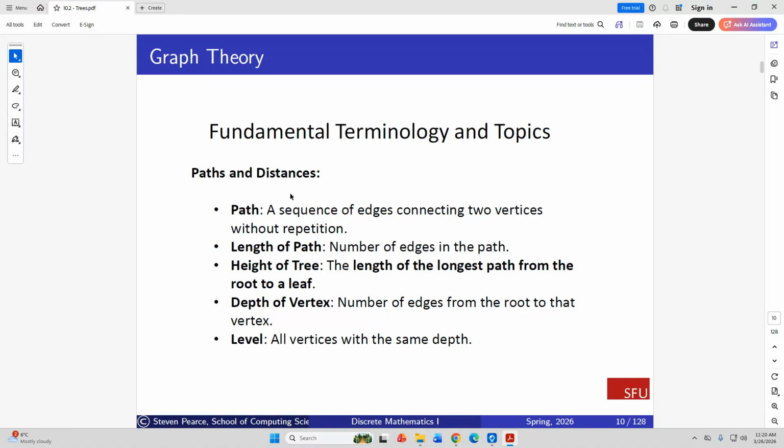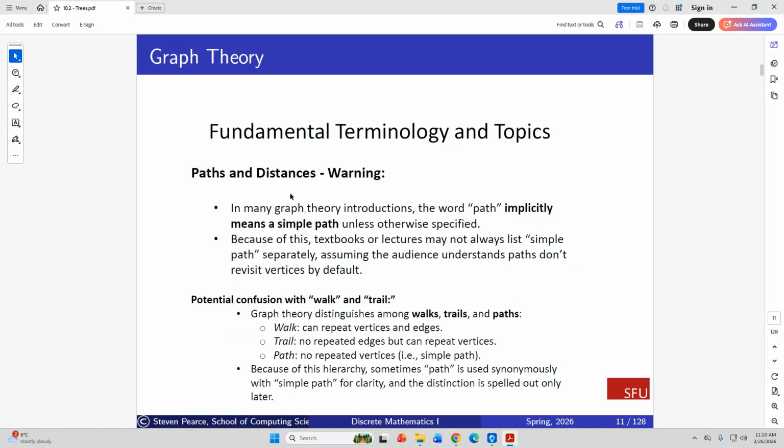Paths and distances. In many graph theory introductions, the word path implicitly means a simple path, unless otherwise specified. Because of this, textbooks or lectures may not always list simple paths separately, assuming the audience understands that paths don't revisit vertices by default. So a simple path doesn't visit vertices more than once.